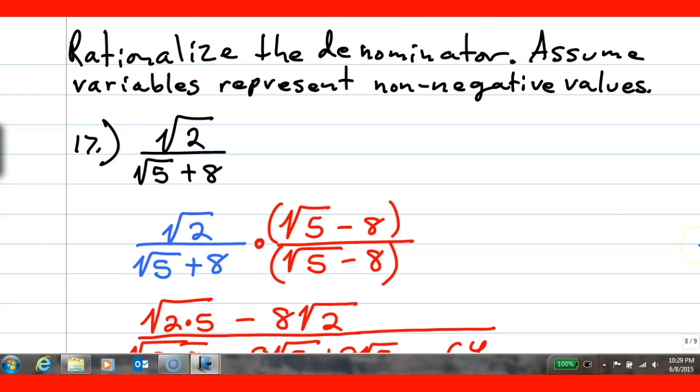Number 17 says to rationalize the denominator, assume variables represent non-negative values. So again, I want to clear this square root out of the bottom of the denominator's position. So to start, I'm going to multiply both the top and the bottom by the square root of 5 minus 8.